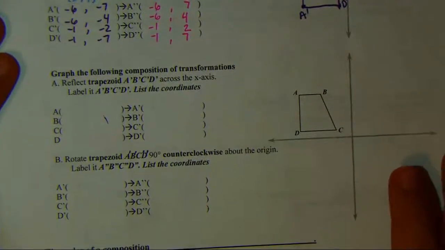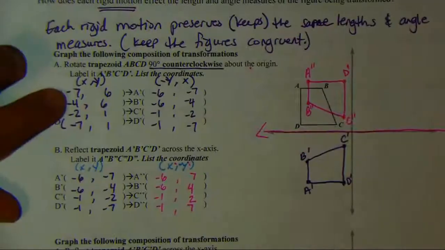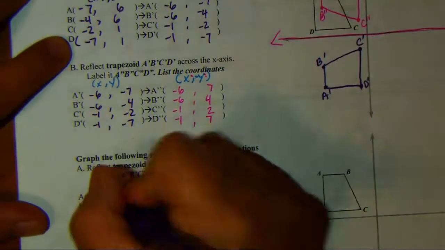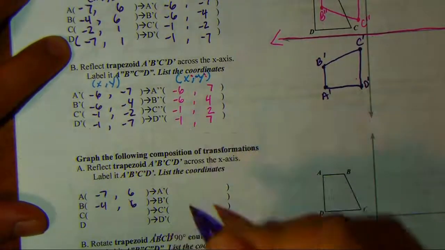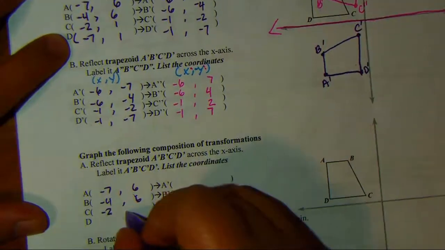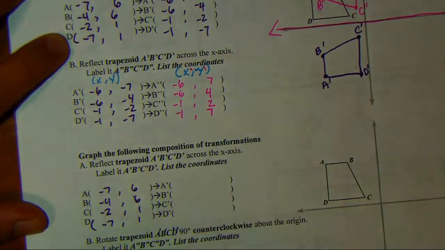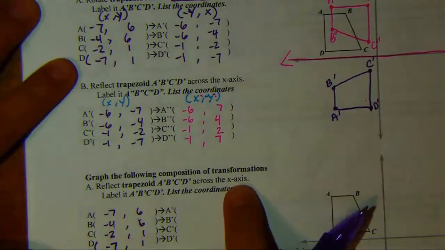position? So we start again with our trapezoid, and it's in the same exact position. So we're starting with the same exact starting A, B, C, and D. So I have my -7 and 6, -4 and 6, -2 and 1, and -7 and 1 for my D. Okay? But again, I'm reflecting first now.